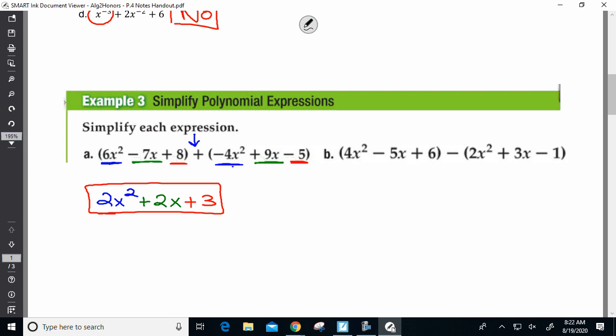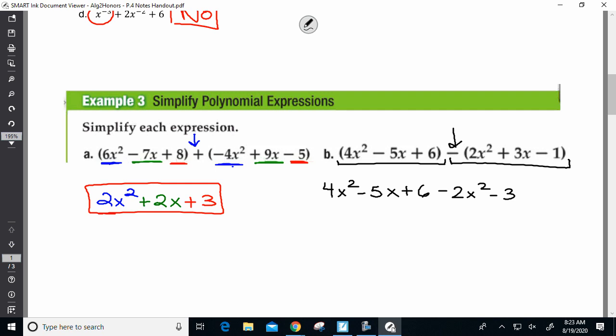Now, when you're subtracting, when there's subtraction in the middle, the first polynomial comes down. So you keep the first polynomial. You're going to take the negative and distribute the negative into the second parentheses. So that gives you negative 2x squared minus 3x plus 1. So keep the first parentheses, distribute the negative. Now you combine like terms.